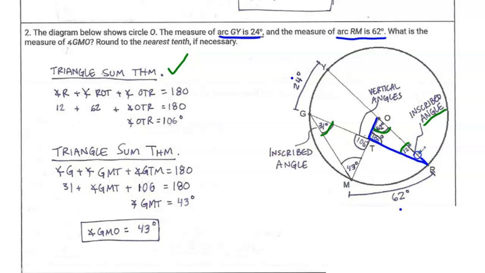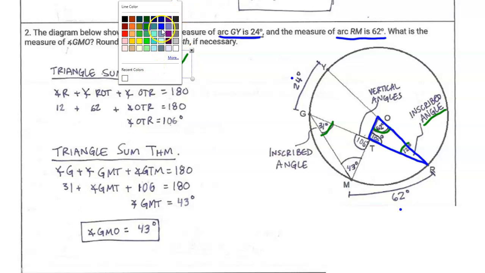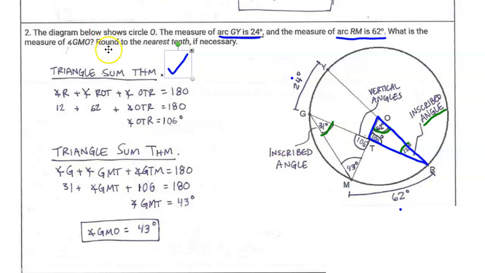And I know that all of the measures of the interior angles of a triangle add up to 180. That's the Triangle Sum Theorem. So 62 plus 12 plus something is equal to 180. That means that that something, the angle OTR, is going to be 106 degrees.